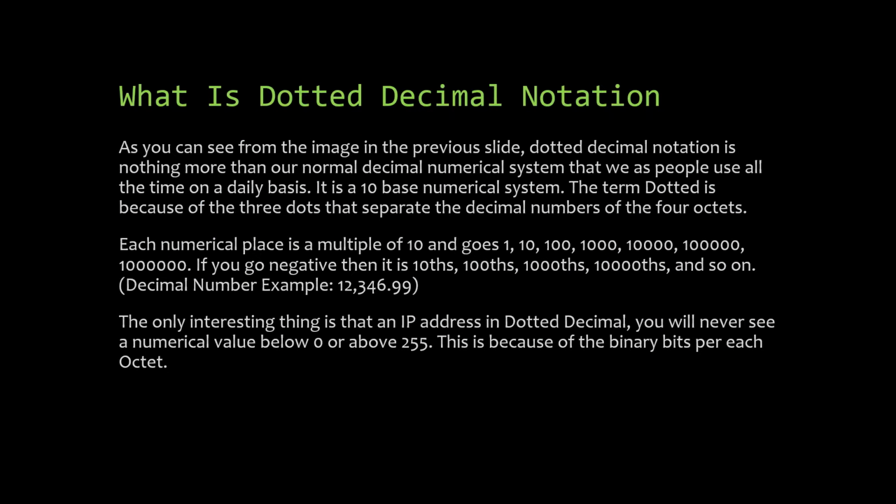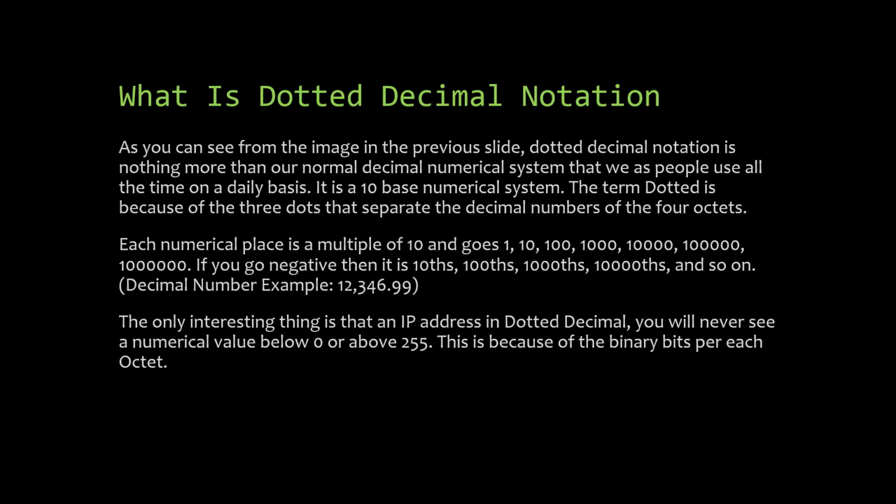So as you can see from the image in the previous slide, dotted decimal notation is nothing more than our normal decimal numerical system that we as people use all the time on a daily basis. It is a base 10 numerical system. The term dotted is because of the three dots that separate the decimal numbers of the four octets. Each numerical place is a multiple of 10 and goes 1, 10, 100, 1,000, 10,000, 100,000, and 1 million. If you go negative, it's tenths, hundredths, thousandths, ten-thousandths, and so on.